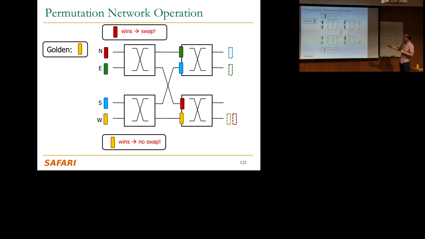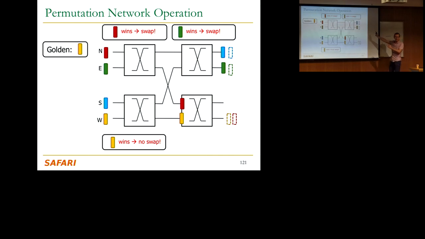Okay, so now the next level of decisions. Here, there is no golden one. You pick one randomly. It happens to be the green one, and the green one wants to go here, so you swap it. And in this case, they happen to get to their productive output port nicely.